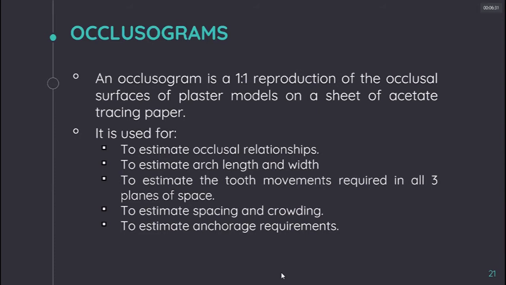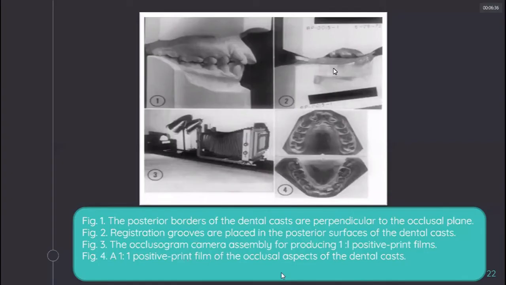In this picture, at first, the posterior border of the dental cast is trimmed, and then the registration grooves are placed in the posterior surface of the dental cast.